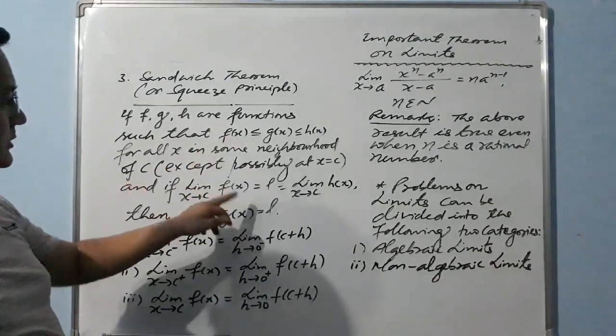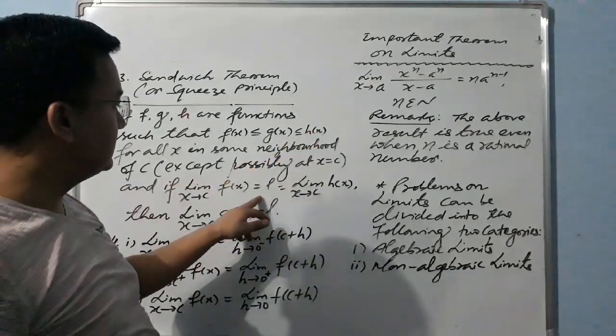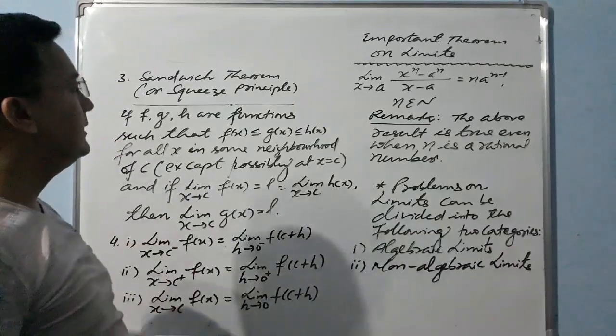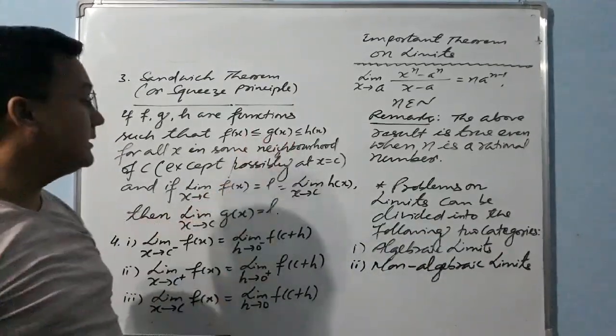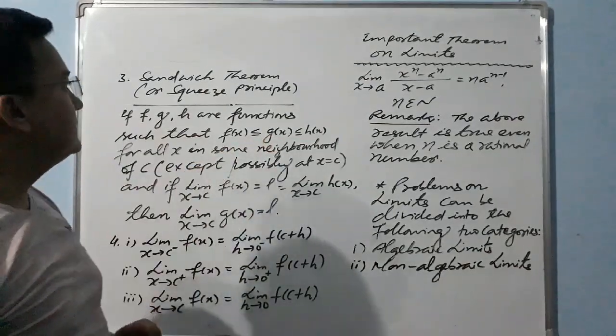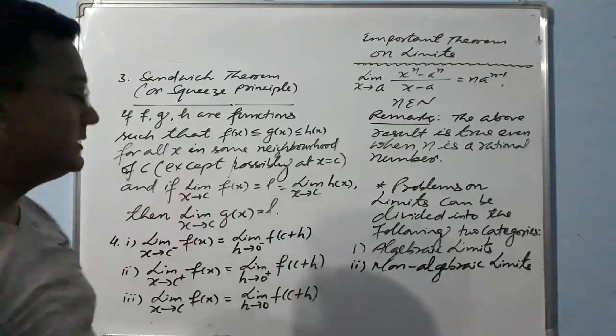And if the limit of this as x tends to c, and the limit of h of x as x tends to c is equal to L, then without finding the limit of g of x, directly we can say the limit of this must be L. This is the statement of the sandwich theorem, or you can say the squeeze principle.